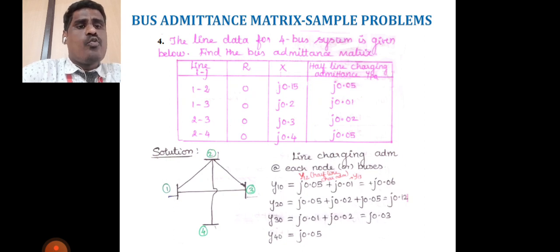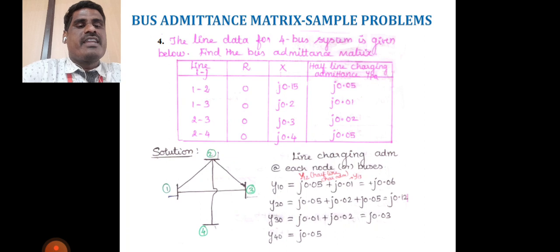So, let us see Y10. Y10 means 1 is connected with 2 and 3. So, the Y12 value is j 0.05. Again 1 is connected with the third bus, so the Y13 value is j 0.01. So, j 0.05 plus j 0.01 equals j 0.06. So, this is the charging admittance value of Y10. Y10 is nothing but 1 is the bus, 0 represents the grounded connection.